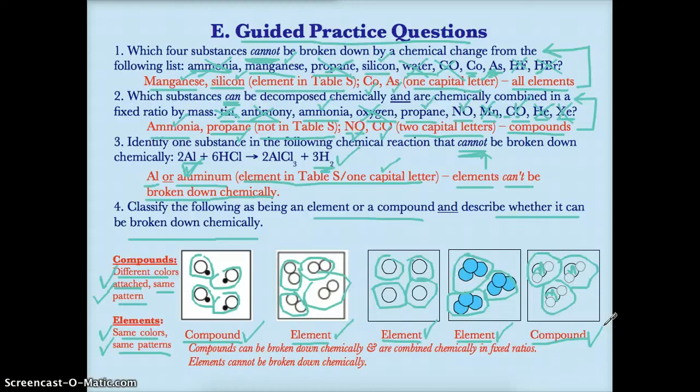Again, just to make the last one a little more clear, you have different colors attached, blue and white, in each unit, and the same pattern, one blue, two white, in each unit I circled. Since you have different colors and the same pattern, we know it's a compound.